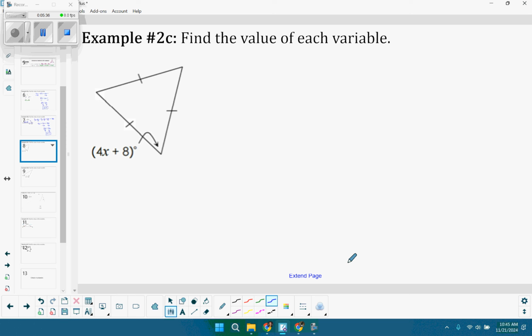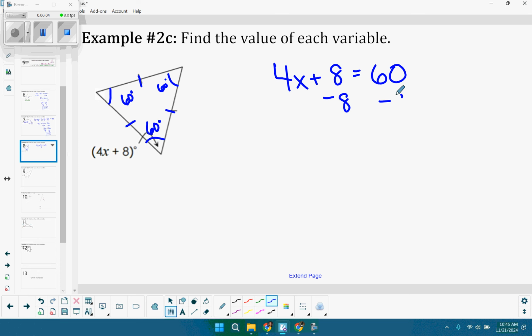For example 2c, I now know all three sides are equal, which means all three angles are also equal, and all three angles are 60 degrees. If 4x plus 8 is one of the angles, and 60 degrees is one of the angles, then 4x plus 8 would equal 60. So we'll take away our 8, and I get x equals 13.